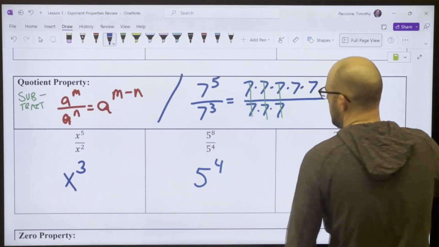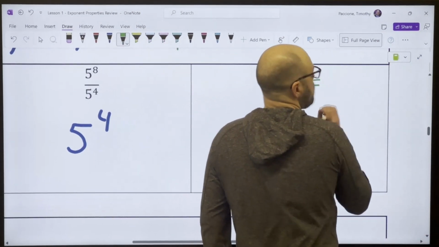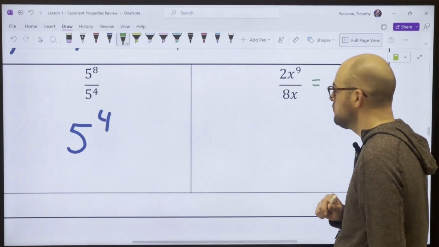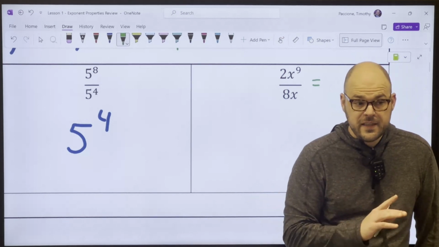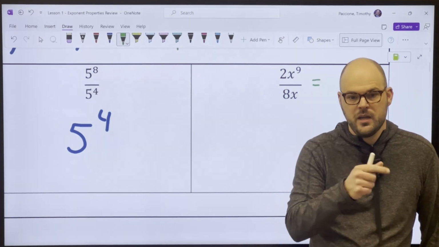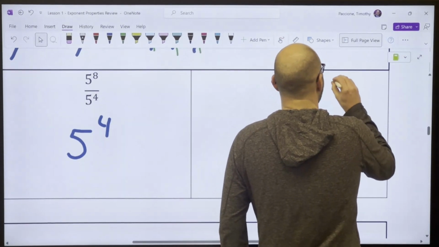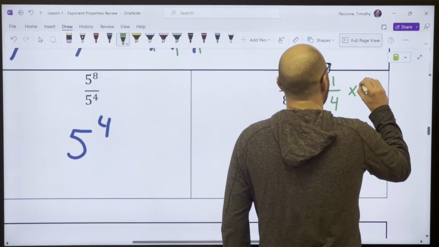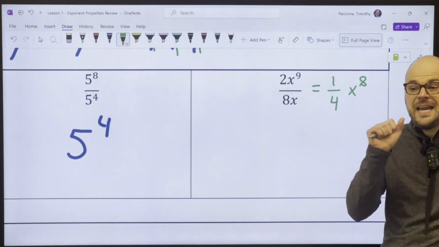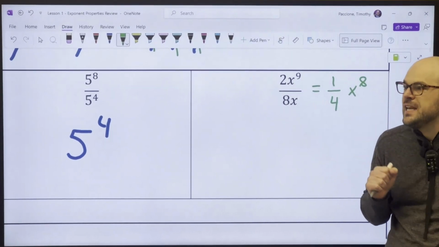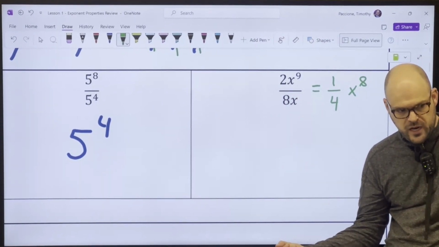Okay, how about this one? Anybody got an answer? 2/8 x to the 8th. Anybody else? 4x to the 8th. Anybody else? Go ahead. 1/4 x to the 8th. We just hit a lot of stuff there, right? A lot of things that people do. You can reduce, you got to reduce, right? A lot of people know that 2 goes into 8, so they just divide 8 by 2. But that's not what's happening here. 2 is being divided by 8, right?